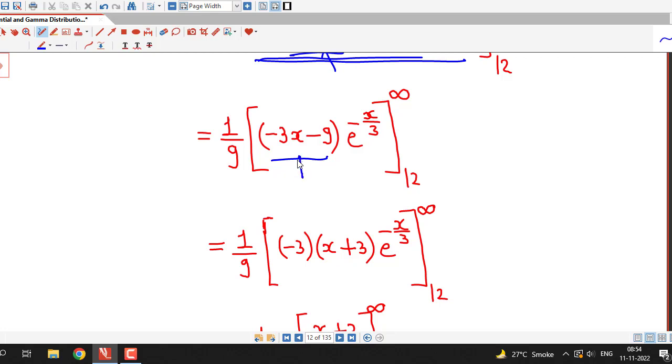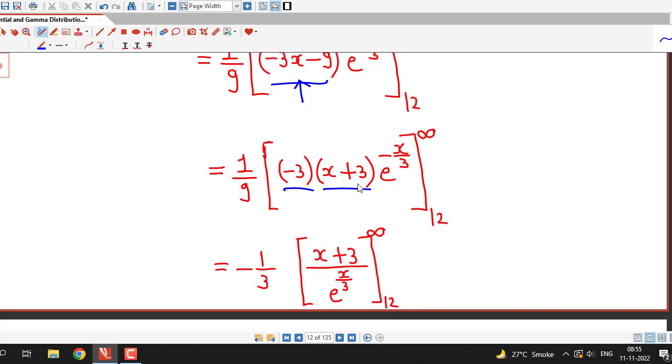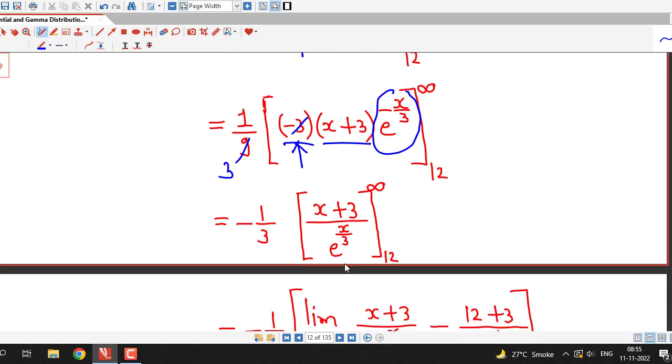In the next step I have taken minus 3 common here and I obtain x plus 3 times e raised to minus x by 3. I take minus 3 outside this, it is independent of x, so that 3 will cancel out with this 3 and I have minus 1 by 3. This I have rewritten as 1 over e raised to x by 3.